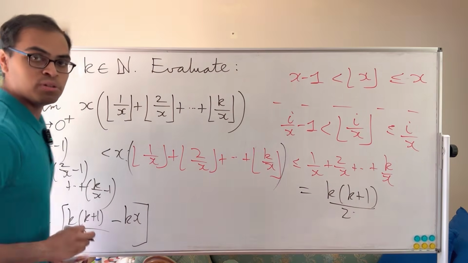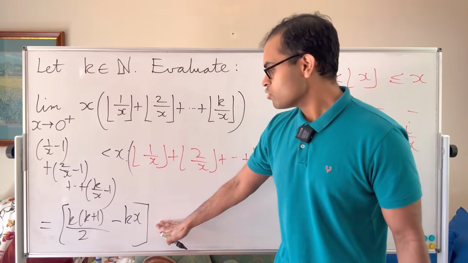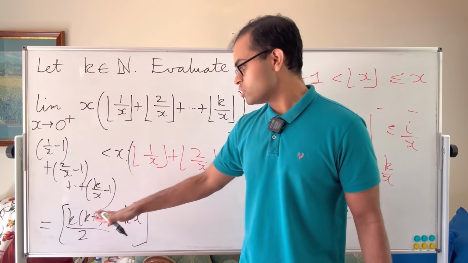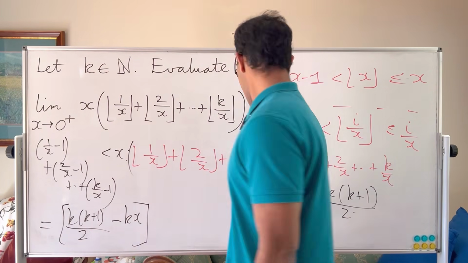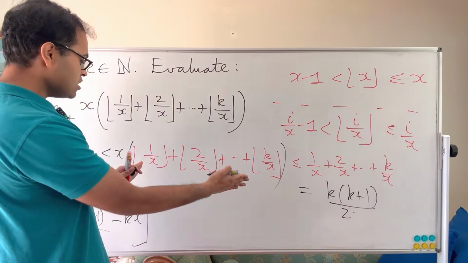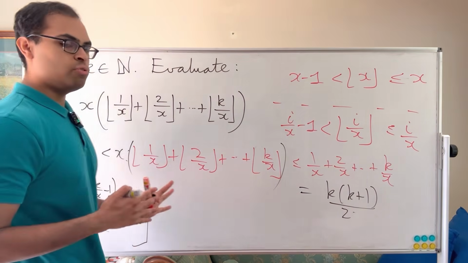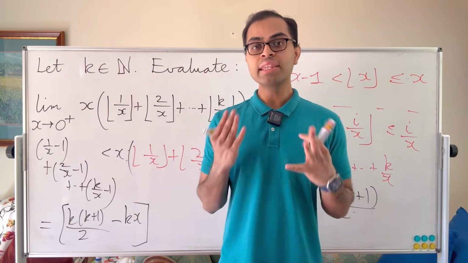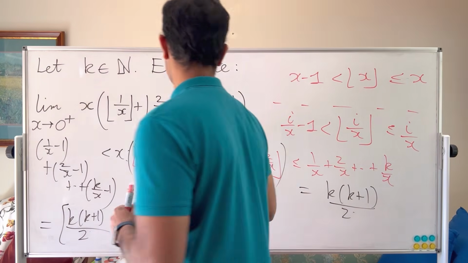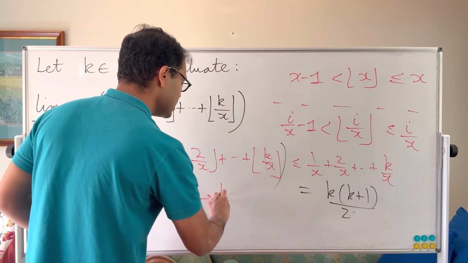And now it's super cool, because just observe that as x approaches 0, this quantity approaches k times k plus 1 over 2 because kx approaches 0, and this quantity is just constant, it's k times k plus 1 over 2. So this expression in the middle is getting squeezed between two things that are both approaching k times k plus 1 over 2. Therefore, the original limit is equal to k times k plus 1 over 2. So that's the answer.